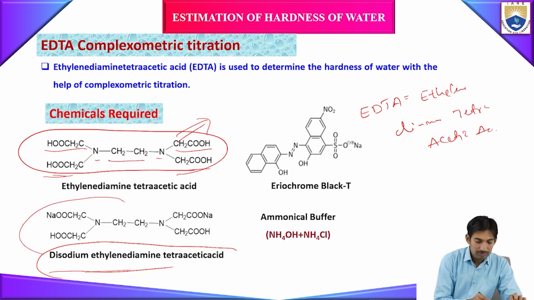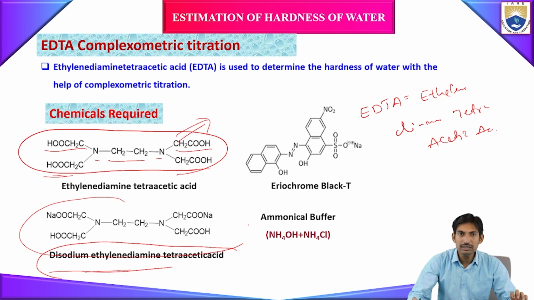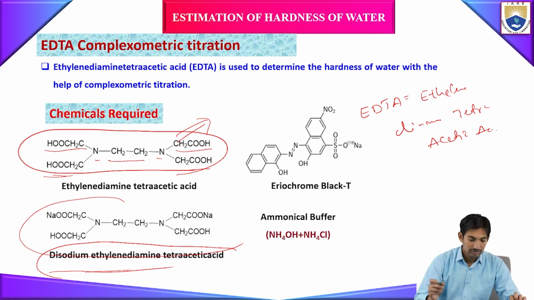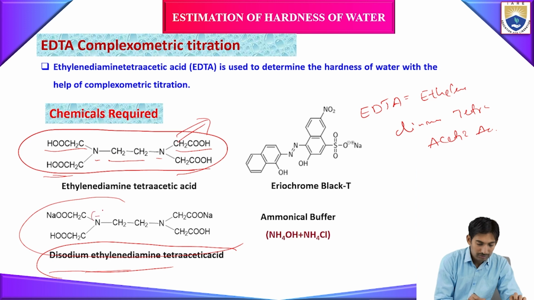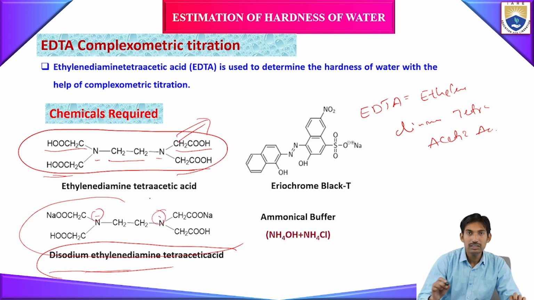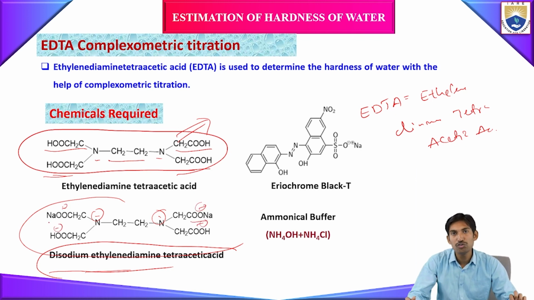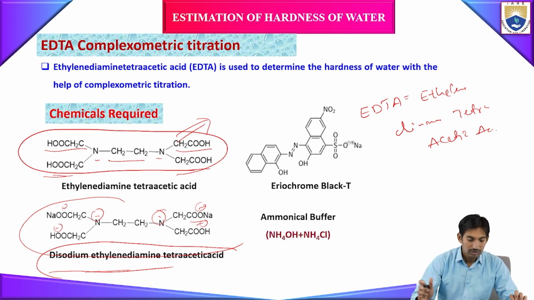This disodium salt of ethylene diamine tetraacetic acid is a hexadentate ligand. Hexadentate ligand means it contains six donor atoms for complex formation. This is one donor atom, nitrogen, where a lone pair is there. Here also a lone pair is there. And these four COO minus ions are there. So it contains six donor atoms in total, which makes it a hexadentate ligand.